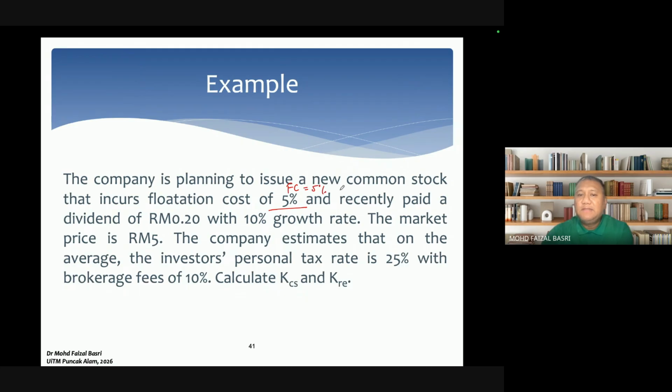So it's 5%. And this 5% must be multiplied by the price. So in this case, the market price is RM5. Okay, so 5% of RM5 is 25 cents.